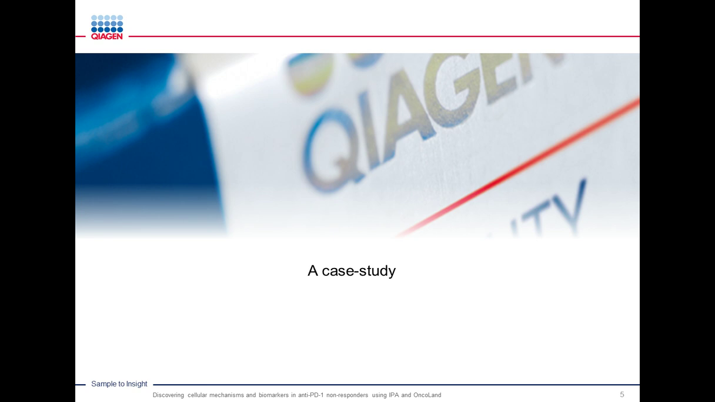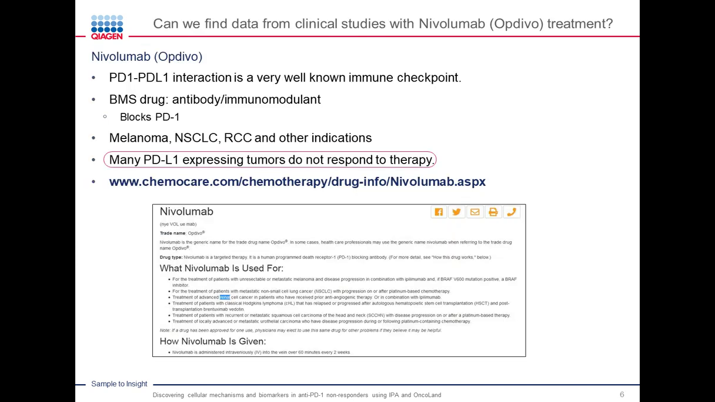Let me talk to you a little bit about this case study. The interaction between PD1 and PD-L1 is a very well-known immune checkpoint, and that's why there are so many drugs designed to block this interaction. One of the drugs is nivolumab, offered by BMS, also known as Opdivo. If you watch TV, you might have even seen commercials for Opdivo. It blocks PD1. It is used in indications such as melanoma, non-small cell lung carcinoma, renal cell carcinoma, and others.